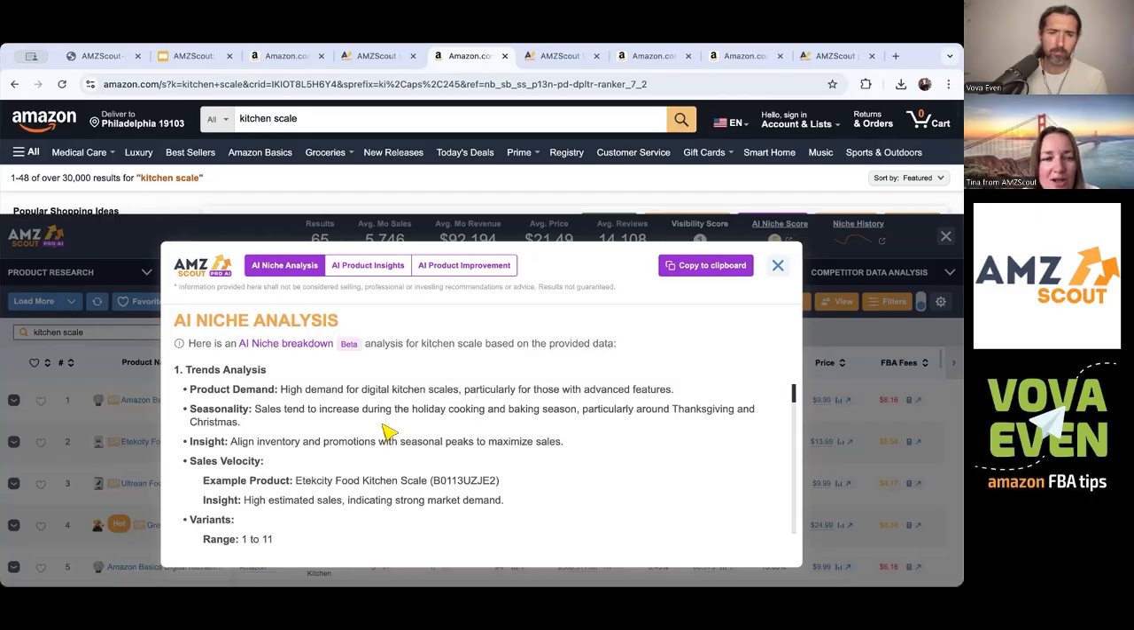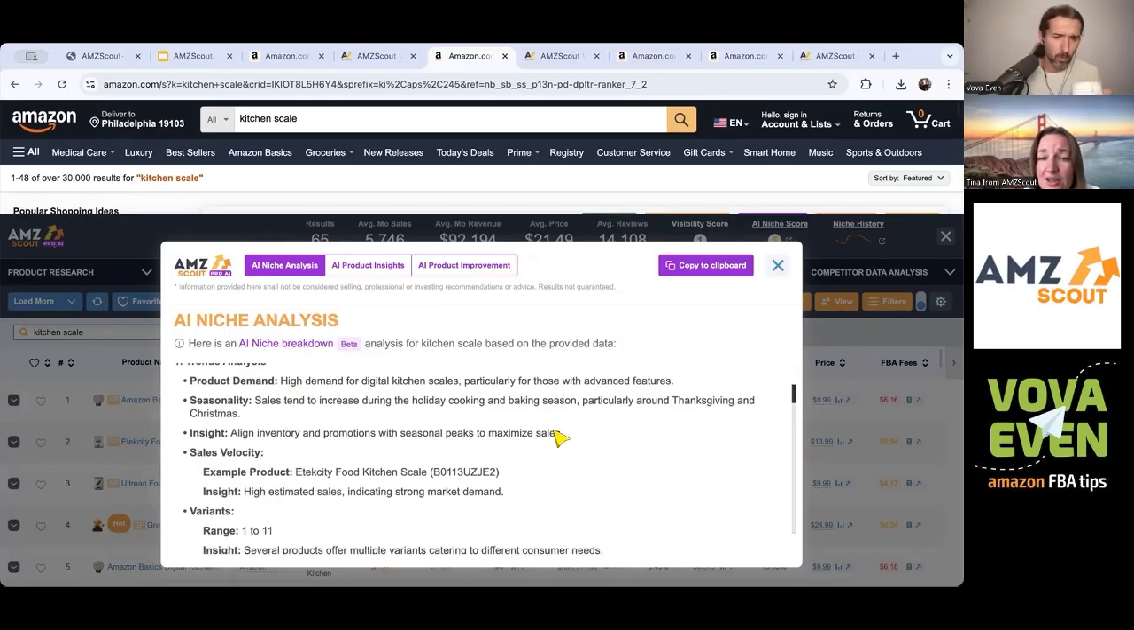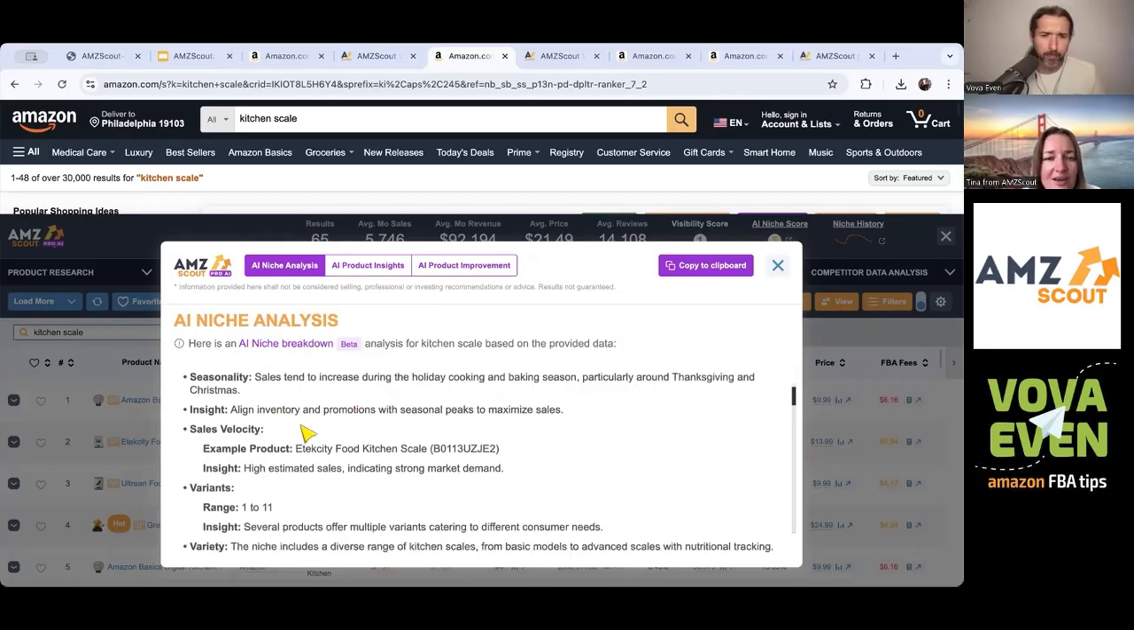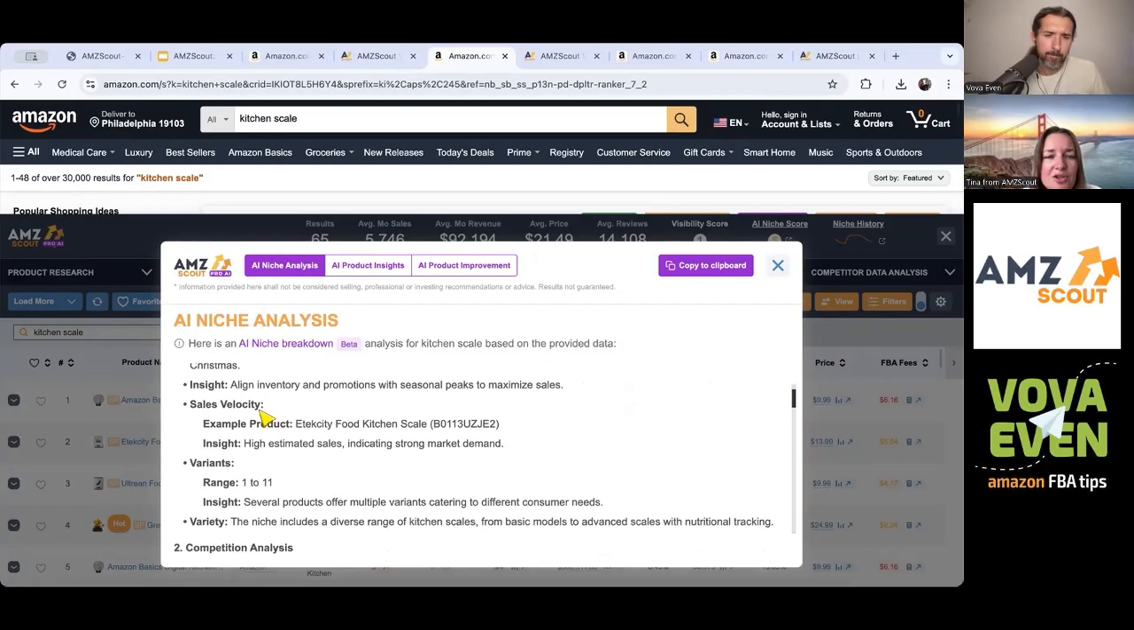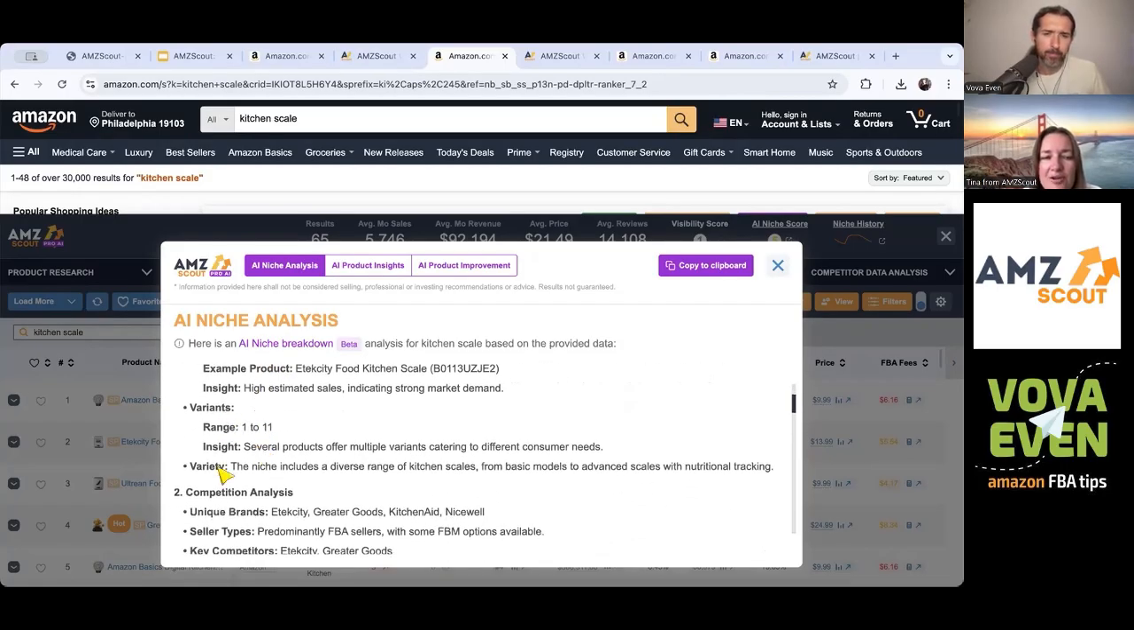And what we have here is a trends analysis. It analyzes the demand, seasonality, if it has any, like Thanksgiving, holiday. It gives some insights. It talks about sales velocity, variance, variety. For example, the niche includes a diverse range of kitchen scales, from basic models to advanced scales.